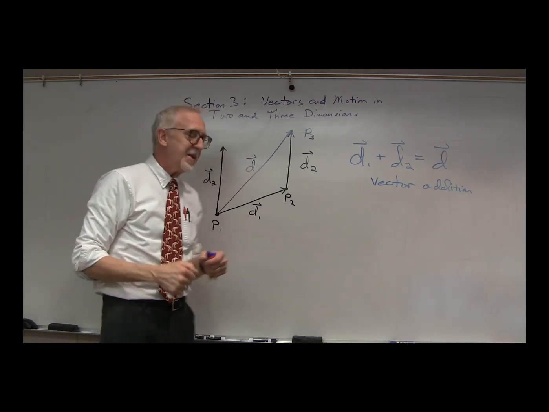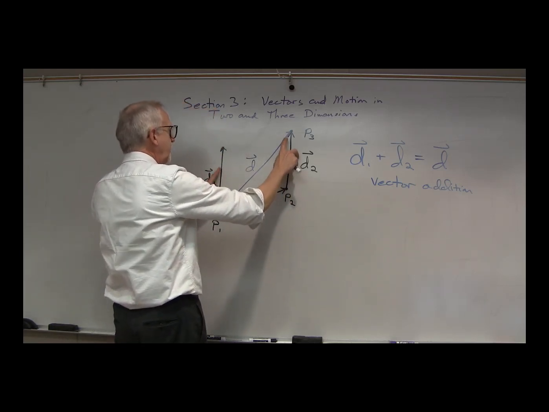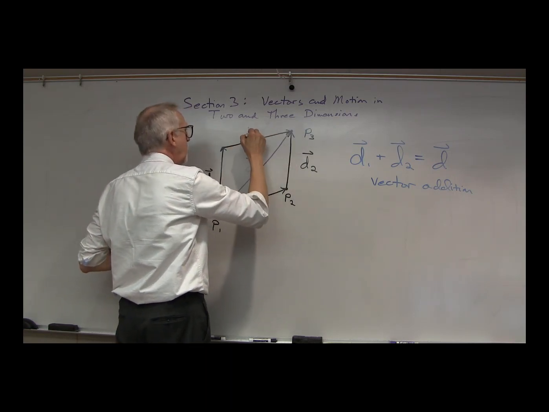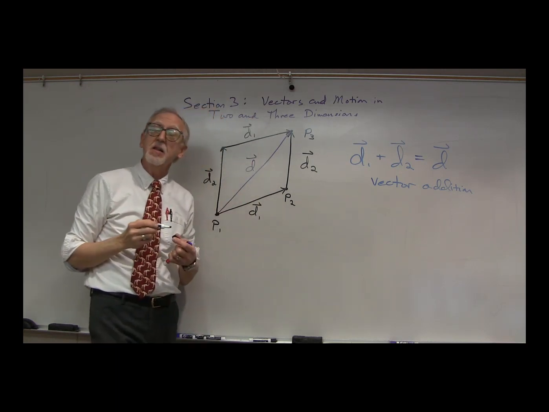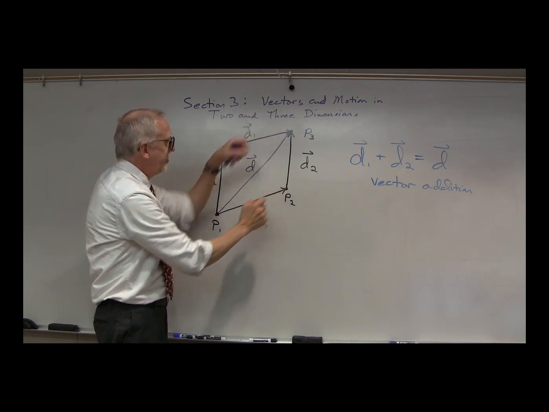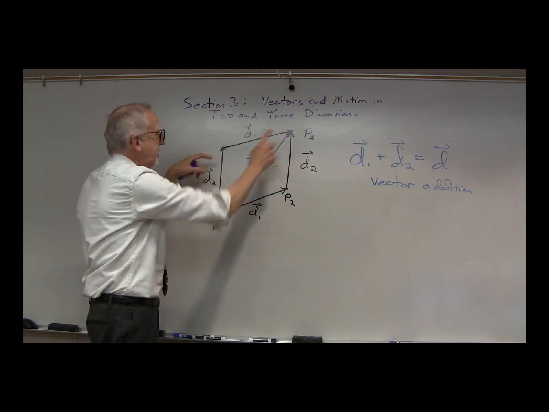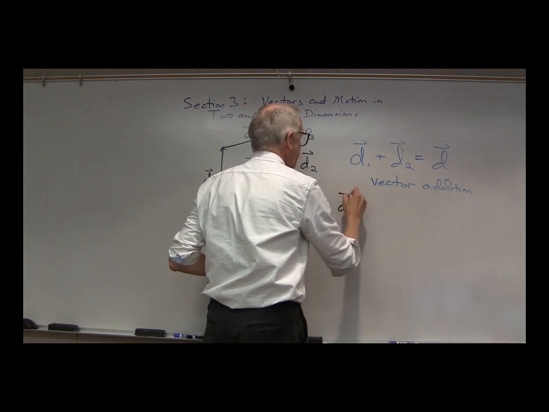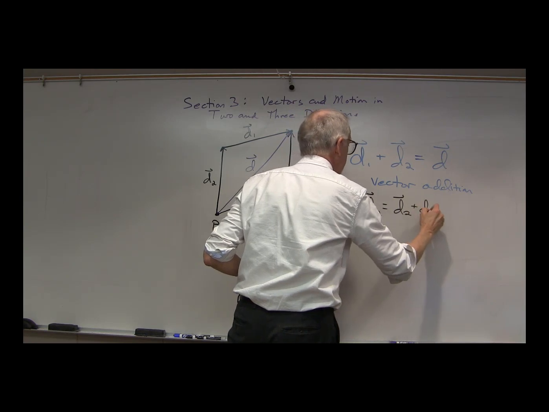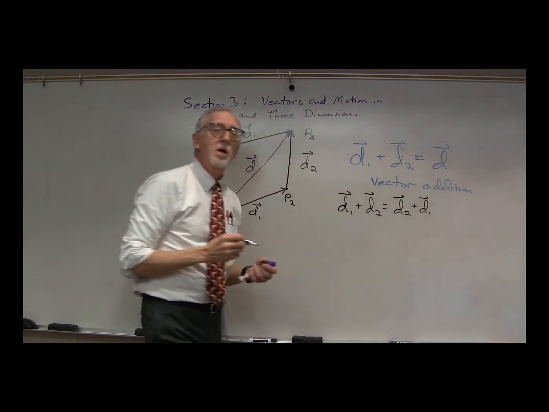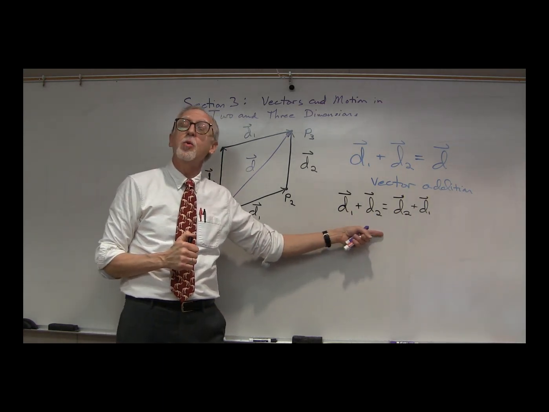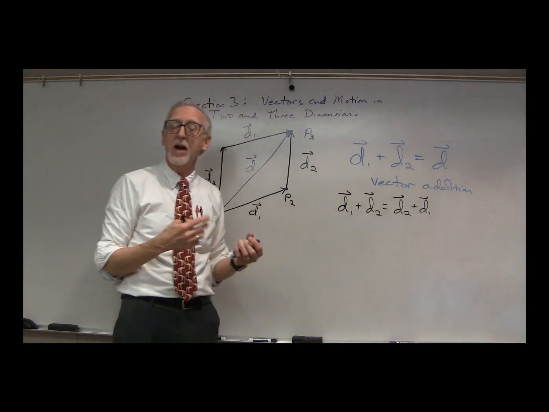But then we added D1. So let's take D1 and move it up here, and what do we get? Here's D1. Well, where does that take us? It takes us to exactly the same point. We notice that D1 plus D2 is the same as D2 plus D1. D1 plus D2 is equal to D2 plus D1. In other words, vector addition is commutative. It doesn't matter what the order of the vectors is that we're adding together.